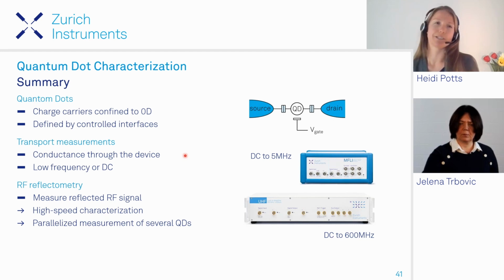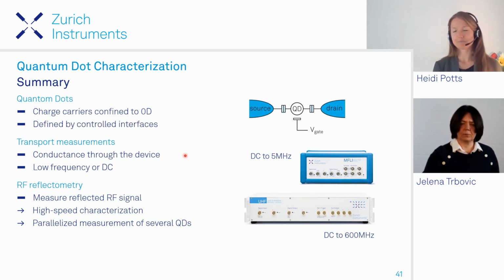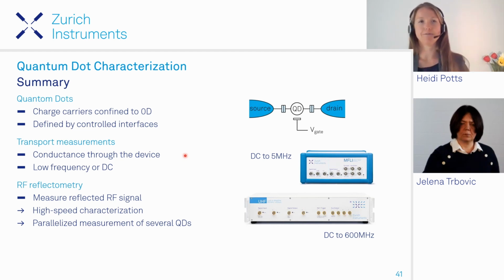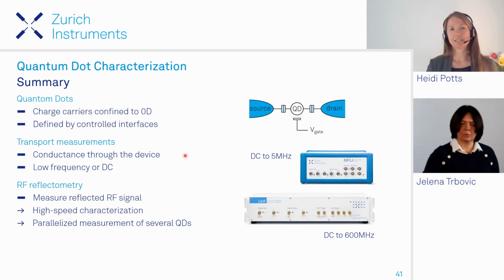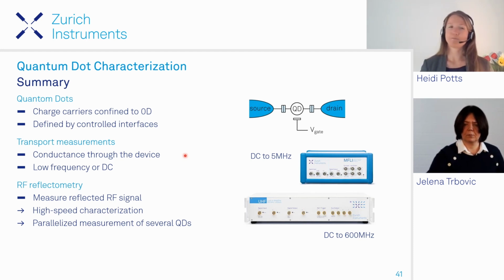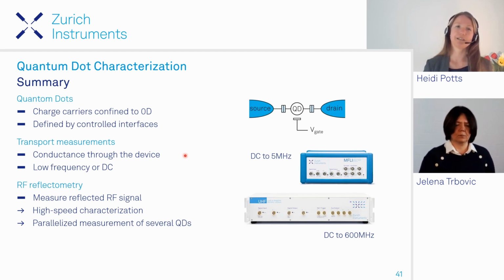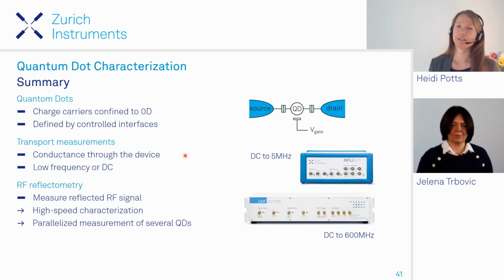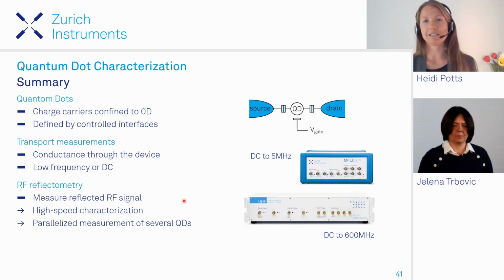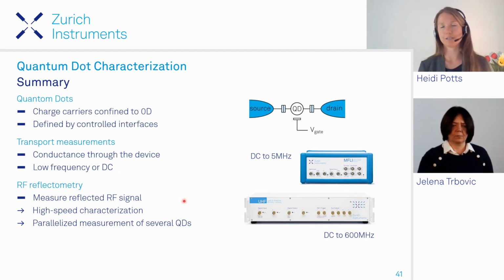Both of these techniques obviously have their own advantages. For the RF reflectometry, it is clearly the high measurement speed that allows you to get a full map in just a few seconds. And in addition, it is even possible to do parallel measurements of several quantum dot devices using just one signal line if they're on the same chip.